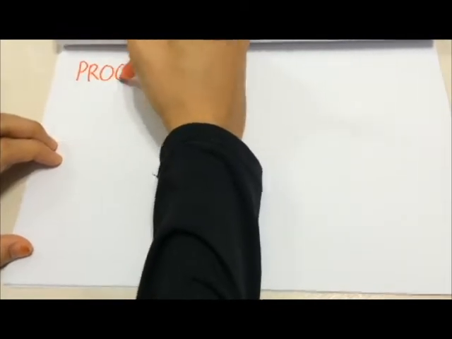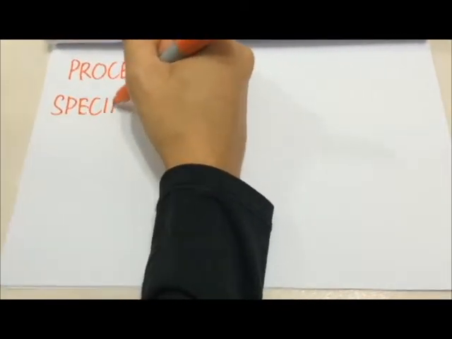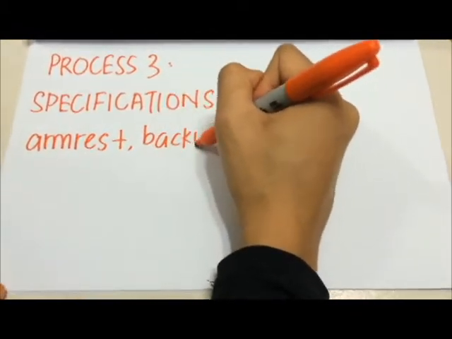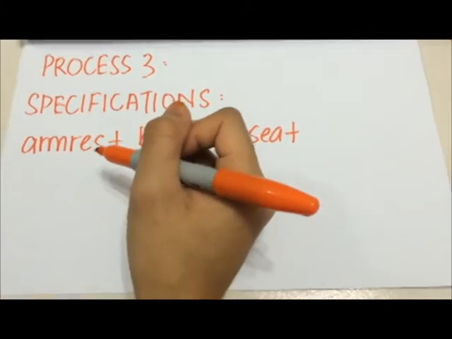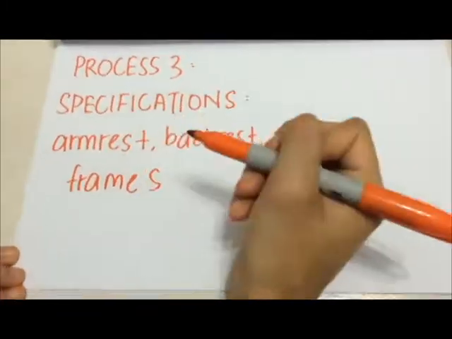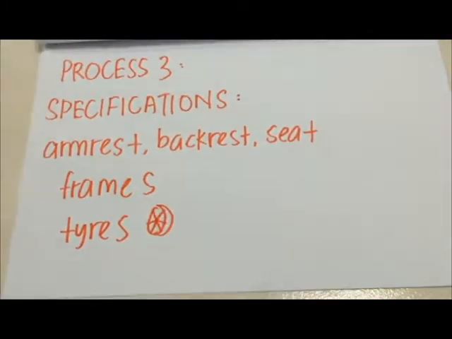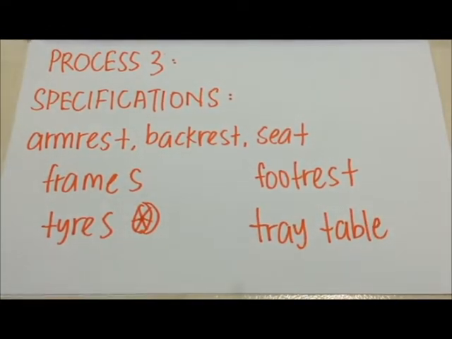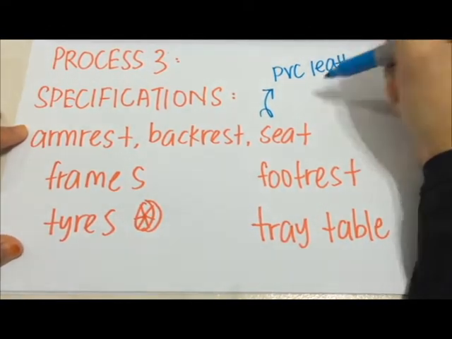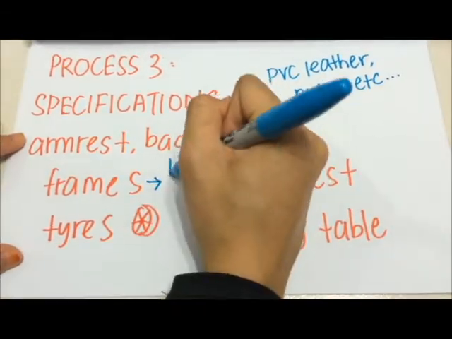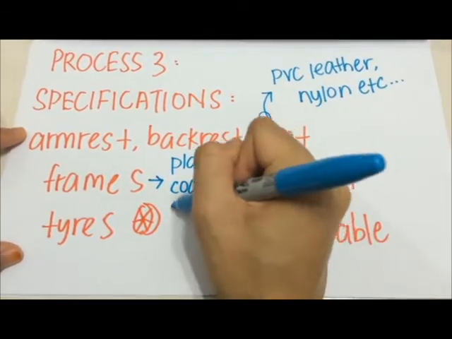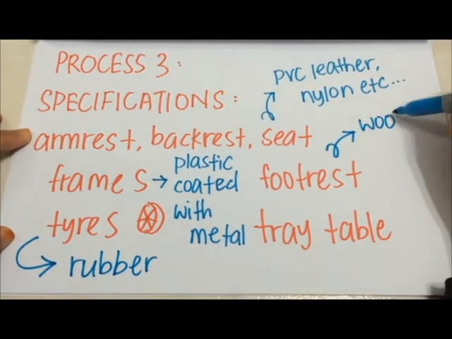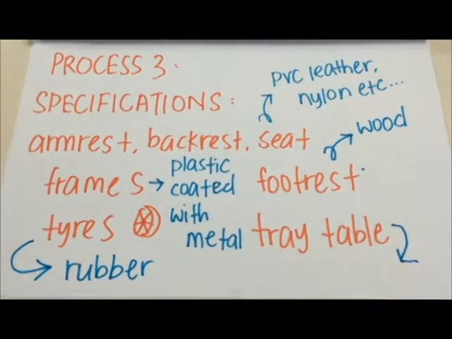For the third process, you should list down the product's existing attributes and materials, which in this case, for the armrest, backrest, and seat, PVC leather, faux leather, and nylon are used. For the frame structure, it is made up of plastic-coated metals so as to withstand stresses or force acting upon or within it. And for the tires, the material used is rubber, footrest, wood, and lastly, the tray table is made up of plastic with two cup components.